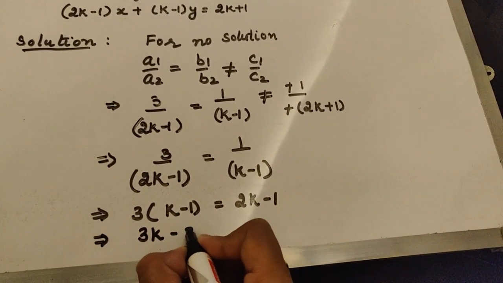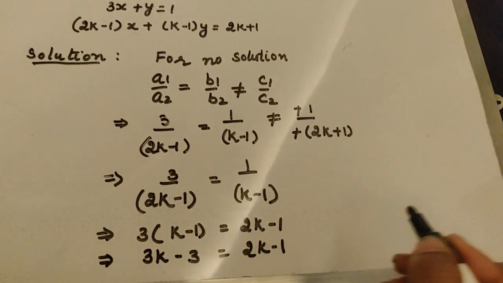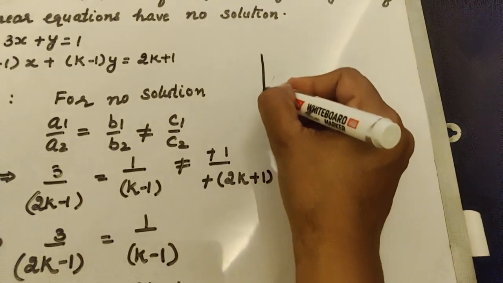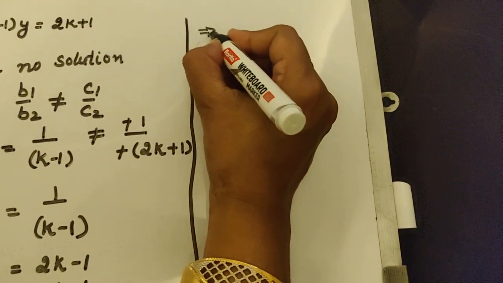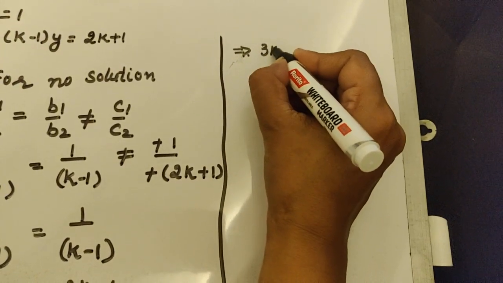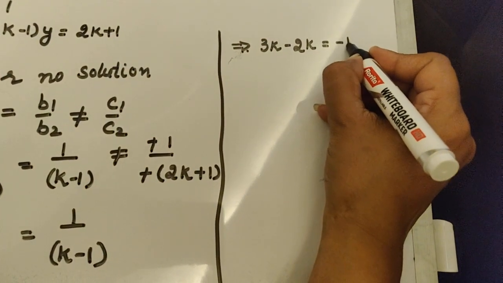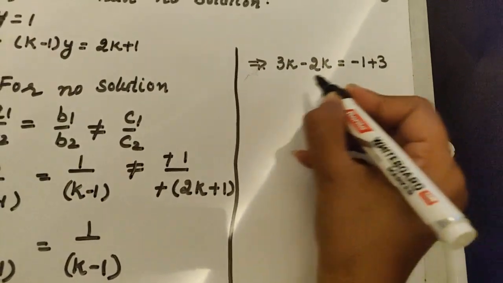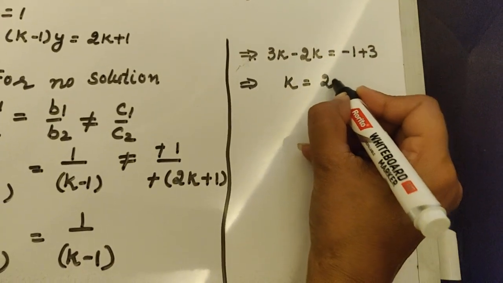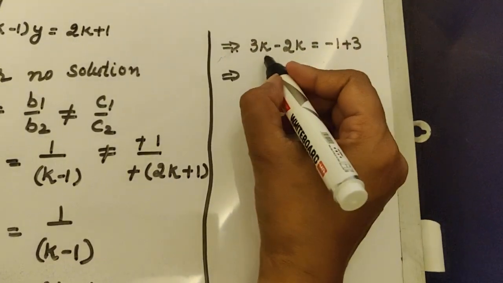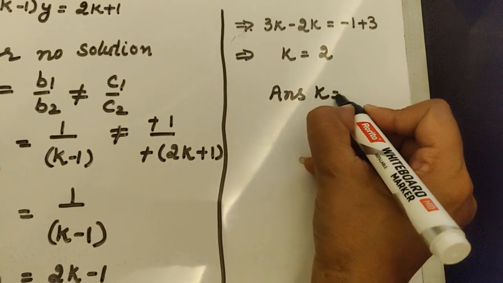So this implies 3k minus 3 is equal to 2k minus 1. Now this implies 3k minus 2k is equal to minus 1 plus 3. This implies k is equal to 2. So children, you have got the value of k. So your answer is k is equal to 2.